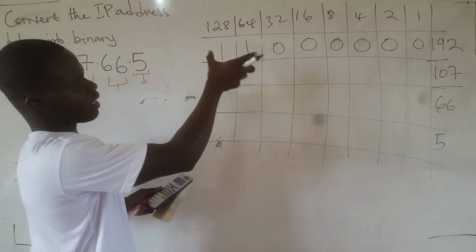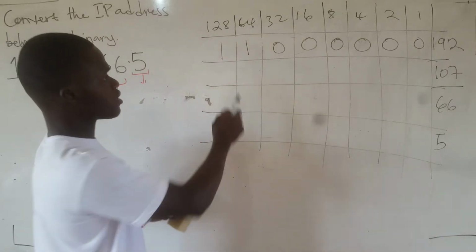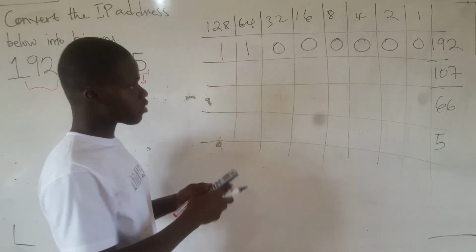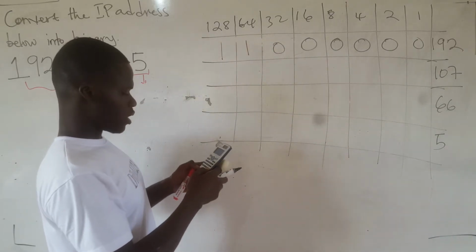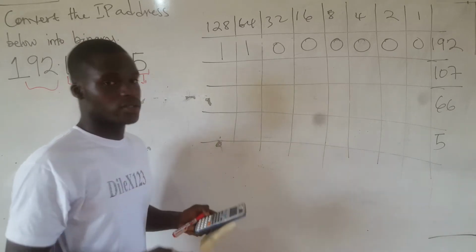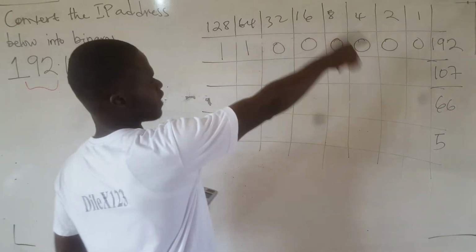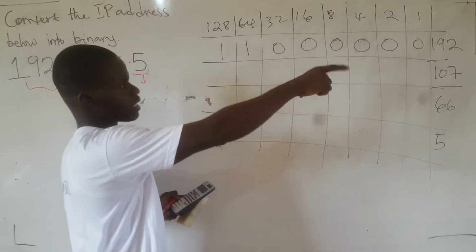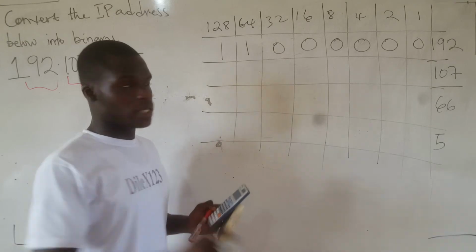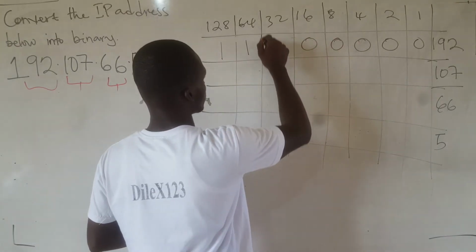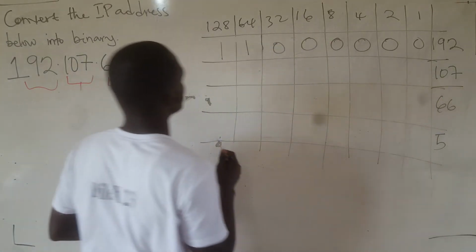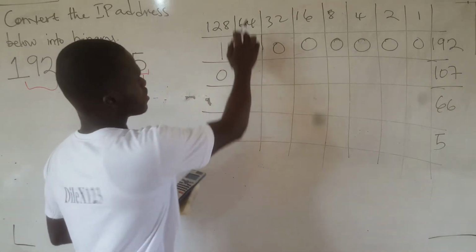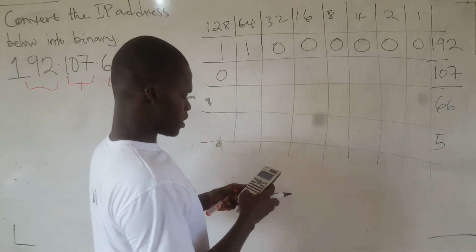Another way to check whether what you've done is correct is to add this to that. So you add 128 to 64 and see whether it's equal to 192. 128 plus 64, yes, that's 192. Good. So 128 divides 192 once, remainder 64. 64 divides 64 once with no remainder. So this is what we are going to have. Now 107: 128 can't divide 107, so we'll put 0 here. 64 goes into 107 how many times?